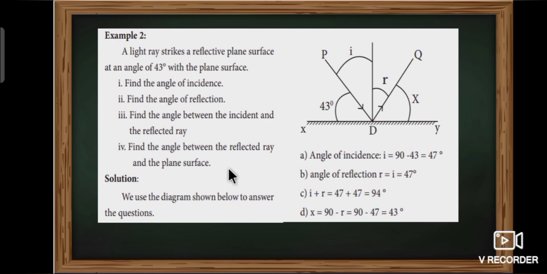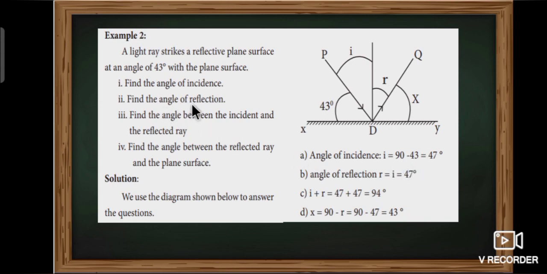Let's see the answer. First, draw a diagram like this. This is a plane surface. The angle between the plane surface and the incident ray is 43 degrees. So, what is the angle of incidence? The normal is at 90 degrees, that is, the perpendicular line to the plane surface. So the angle of incidence i is equal to 90 degrees minus 43 degrees, which is 47 degrees. So the angle of incidence is 47 degrees.